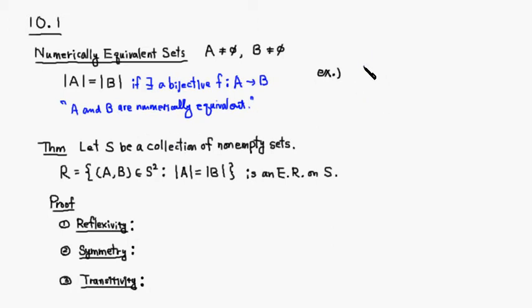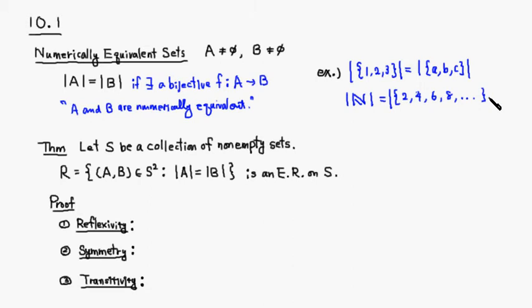So for example, if you have a finite set with 1, 2, 3, this is numerically equivalent to a set with the same number of elements, say A, B, C. Also, the set of natural numbers is numerically equivalent to the set of all positive even numbers, say 2, 4, 6, 8, and so on.